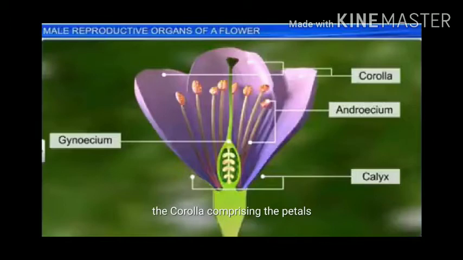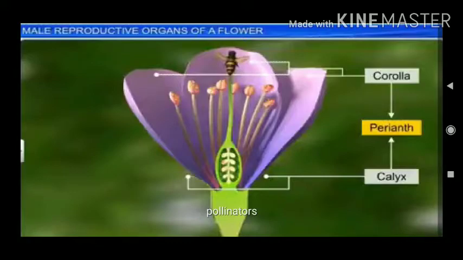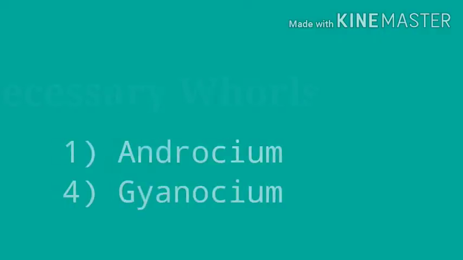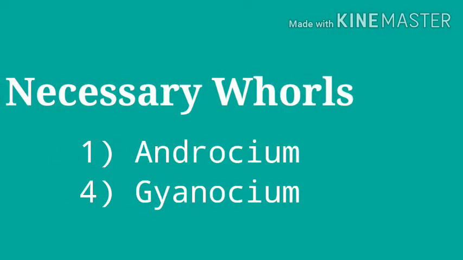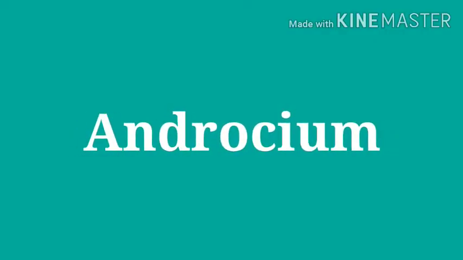Flower consists of four whorls. Number one is the calyx, number two is the corolla, number three is the androecium, and number four is the gynoecium. Two are accessory whorls, that is the calyx and corolla, and two are the necessary whorls, that is the androecium and gynoecium. So first of all, we study the male reproductive organ, the androecium.